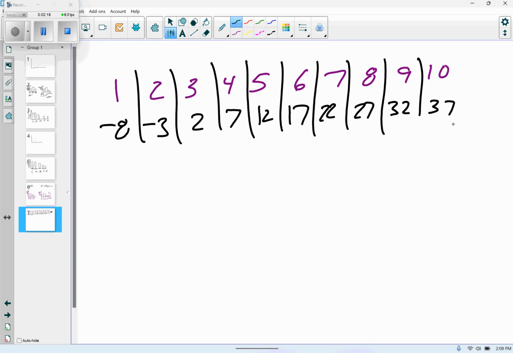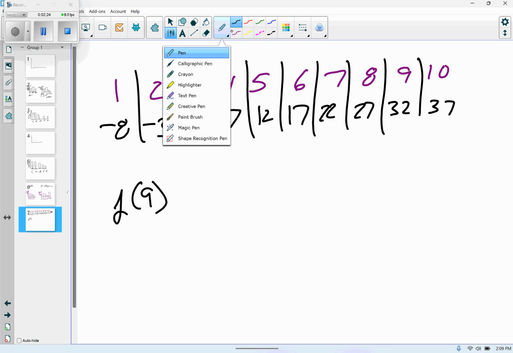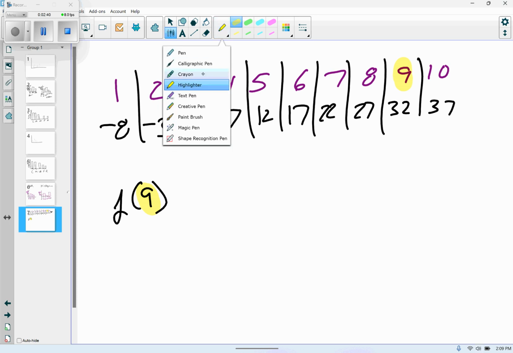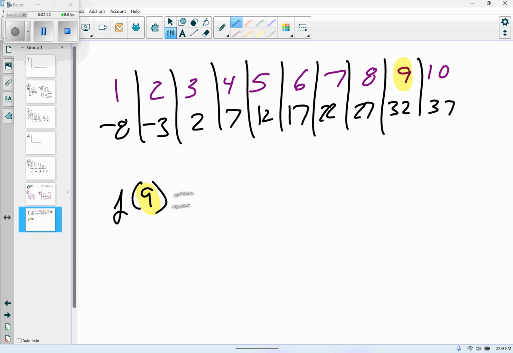All right. So if we looked at the first one that says F at 9, let's see if you can follow along what I got going. So this 9 right here refers to this 9 right there. So what is the other value that goes along with that 9 then? 32? Cool. Does that make sense?